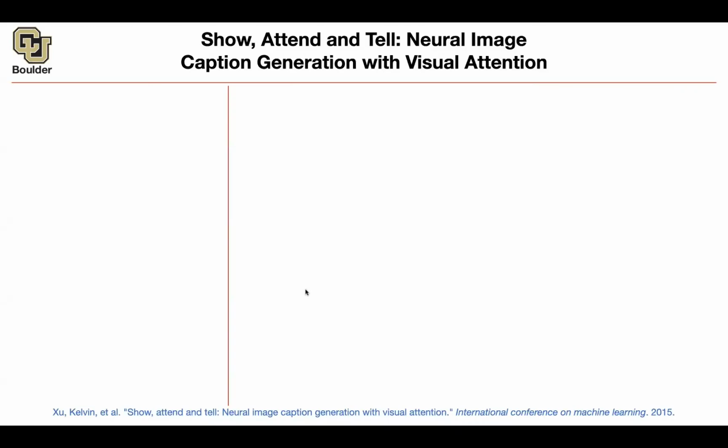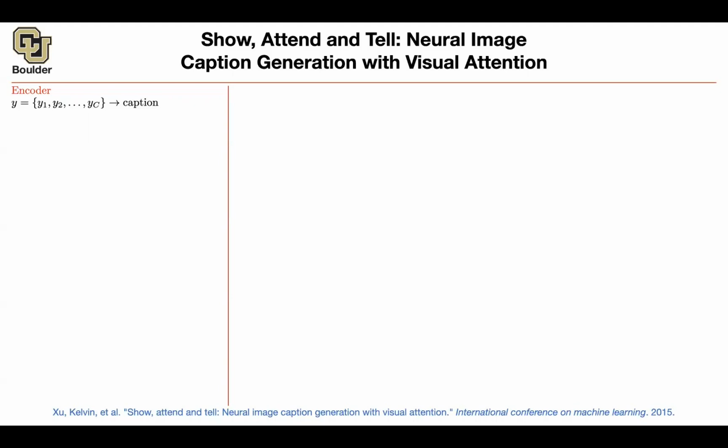We all know that attention is important, but to be honest, this is one of the first papers that introduced attention, and this was for images. Let's try to go through that. You're going to show an image, attend to the parts of the image that are relevant, and then talk about them. You're going to generate a caption.